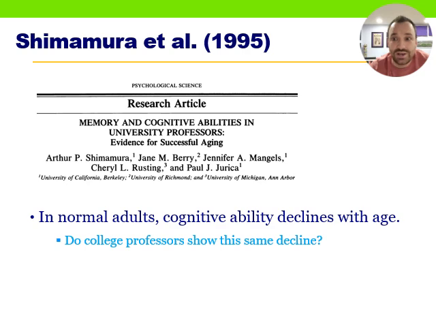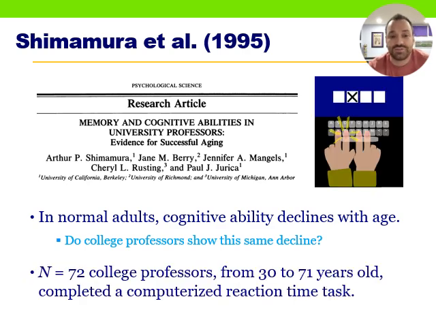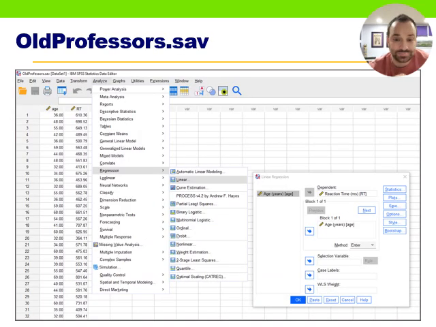So, very simple study here. They recruited a group of 72 college professors who ranged in age from 30 years old all the way up to 71 years old. And they had them do a reaction time task on a computer to measure their cognitive ability. Basically, they wanted to see if there was a relationship between the professor's age and their reaction time. Now, the one thing to keep in mind about this is that a higher reaction time actually means you're slower, right? So low reaction time indicates higher, better cognitive ability, whereas slower, higher reaction time indicates lesser cognitive ability.